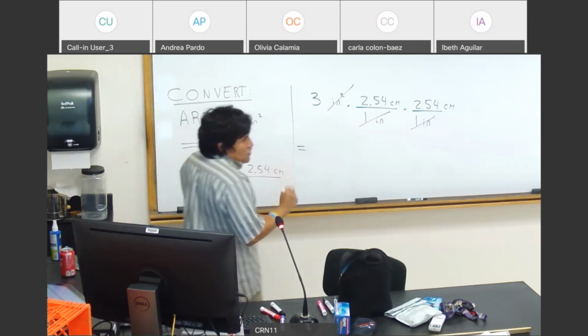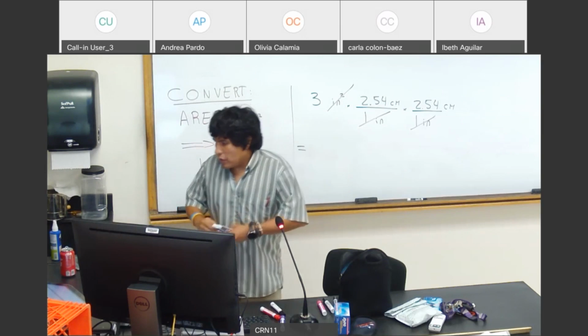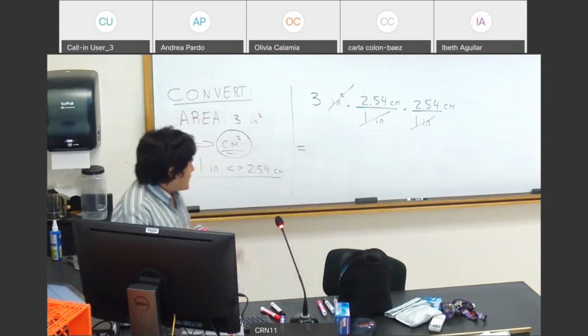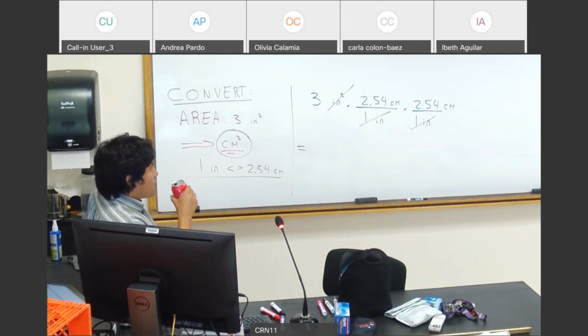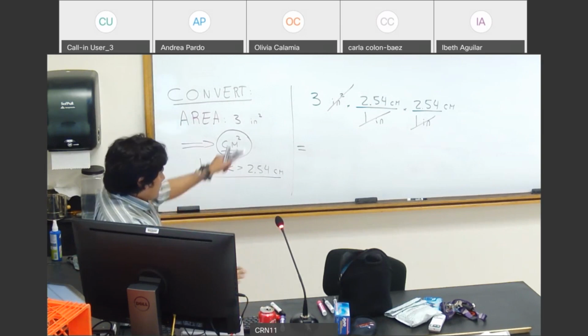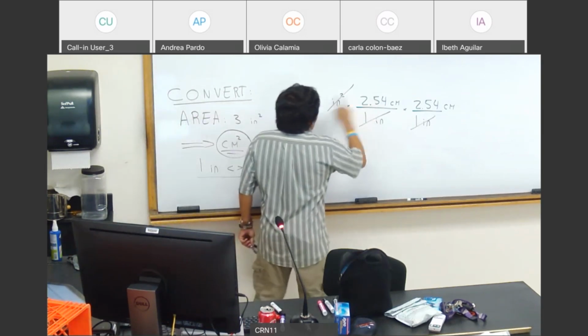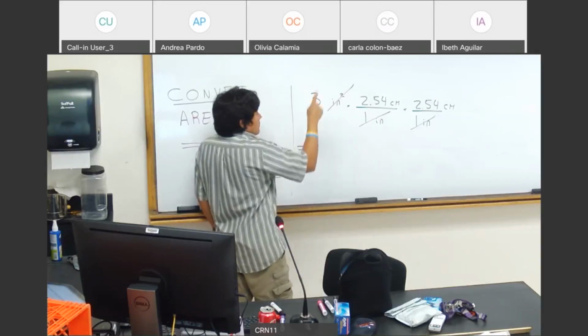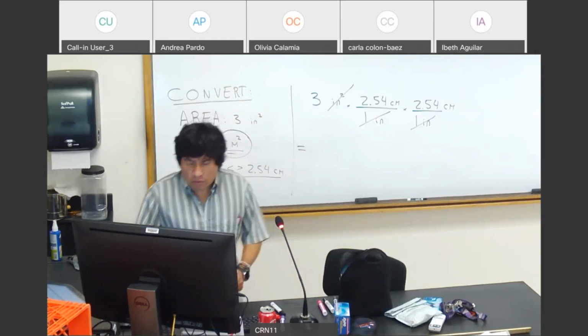Okay, let's do a revision of what you're going to be doing in the lab. In the lab, you probably talk about significant figures. So 3 inches, as I wrote it there, I should probably have written 3.00, right? But 3 has one significant figure. 2.54 has 3 significant figures, right? So my final answer should have one, the minimum, the least amount on there.